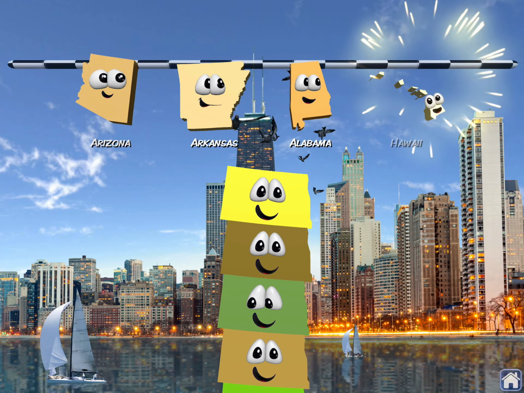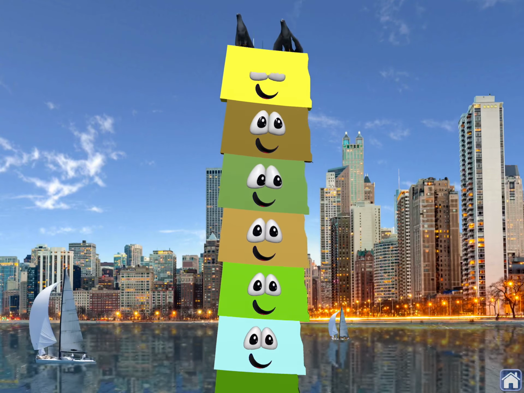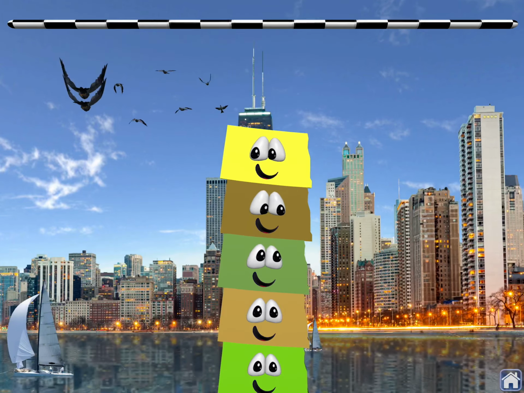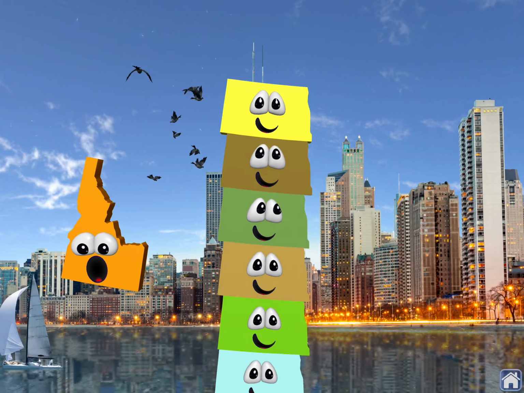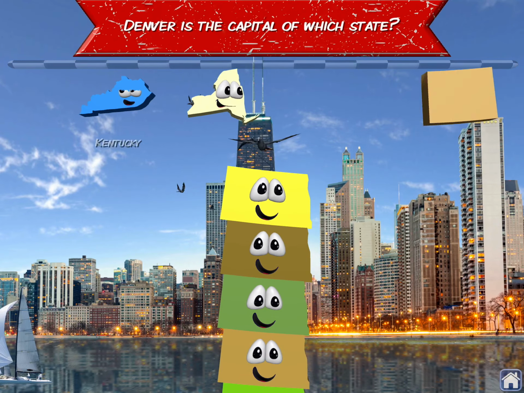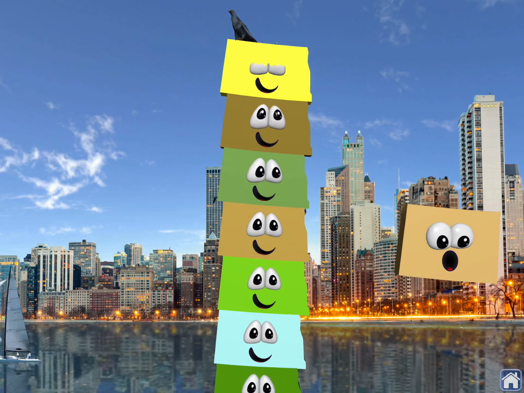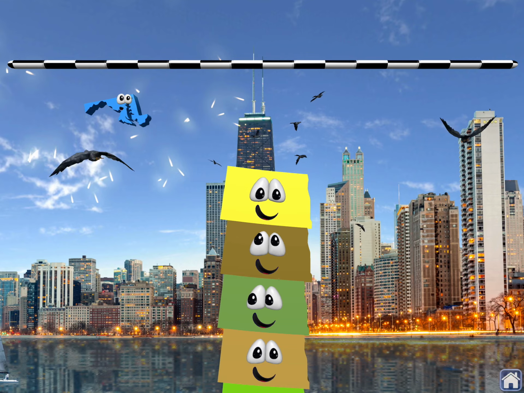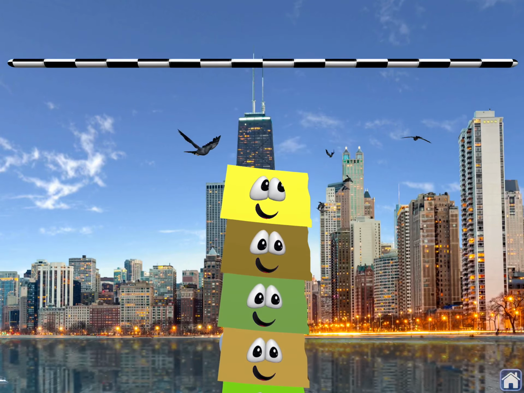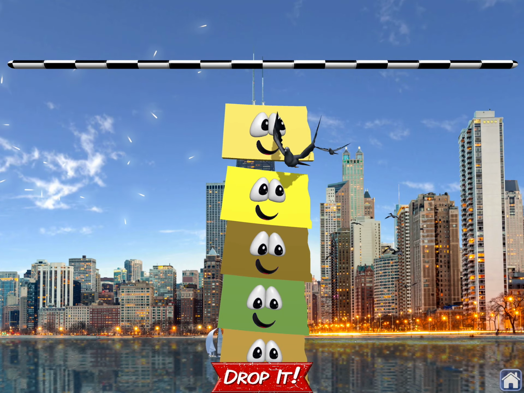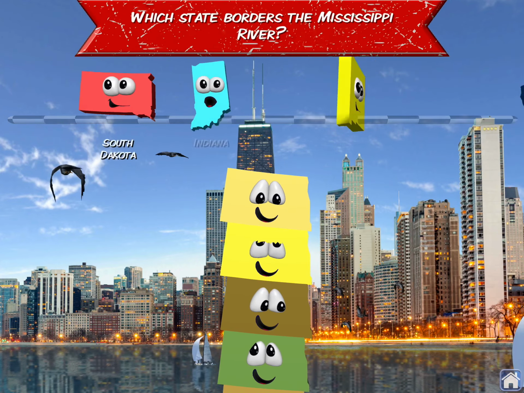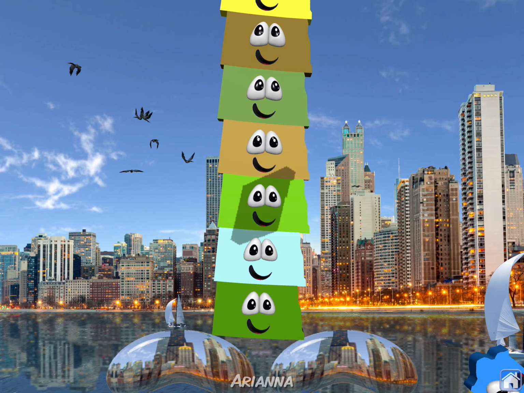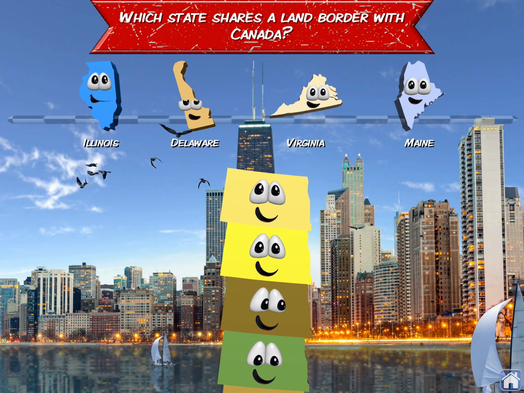Which state borders the Pacific Ocean? Hawaii. Juneau is the capital of Alaska. Boise is Idaho. Denver is the capital of which? Colorado. Which state borders the Atlantic Ocean? Maryland. Which state shares a border with North Dakota? Which state borders the Mississippi River? South Dakota, Indiana, New Mexico, Iowa. Which state shares a land? Maine.